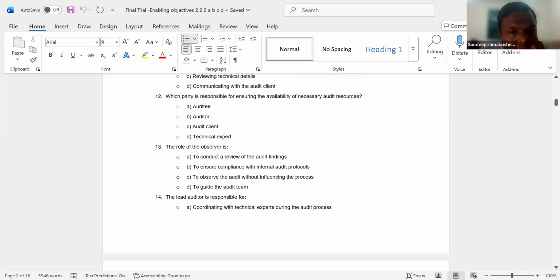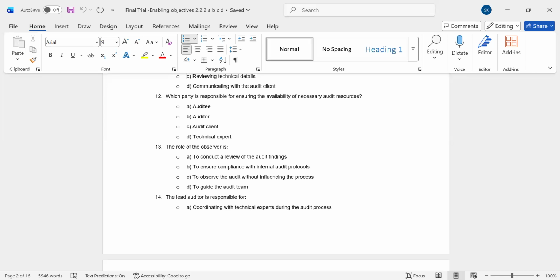Which party is responsible for ensuring the availability of necessary audit resources? A. Auditee. B. Auditor. C. Audit client. D. Technical expert. Audit client. Right. Anybody else? Any other answer? No. Okay. Question number 13.